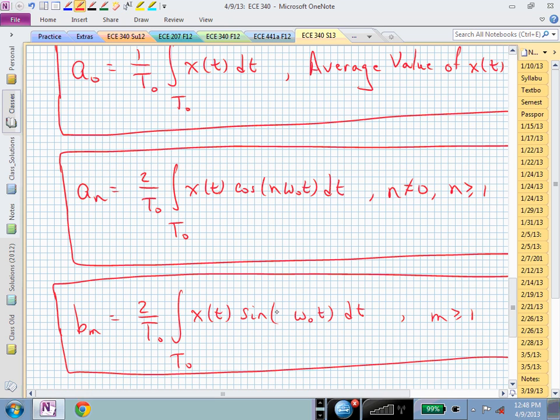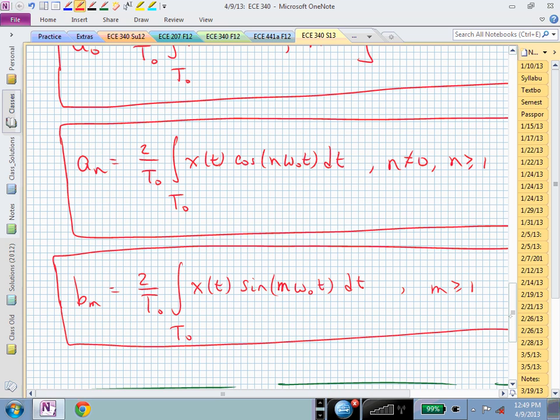To be consistent, that should be m, correct? So if you plug that into MATLAB with n there, it would give you something nonsensical if you were looking at b sub n. Did I make any other typos on this? Those are the A's and the B's. And that tells you how your signal, your periodic waveform, is correlated with that set of cosines and that set of sines.